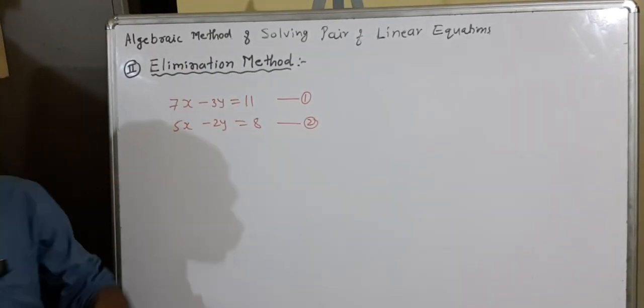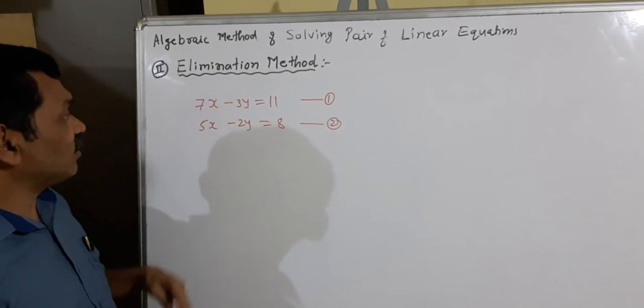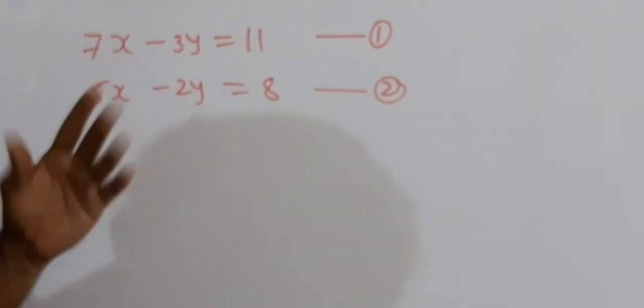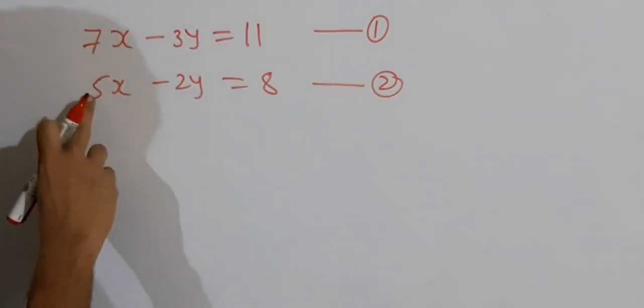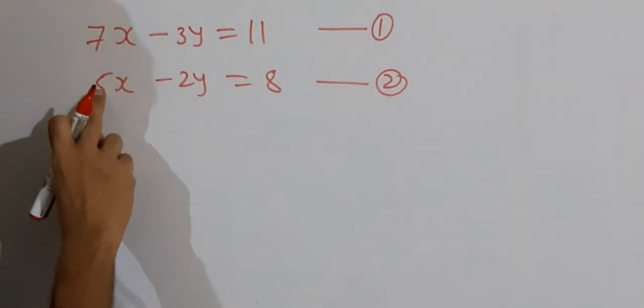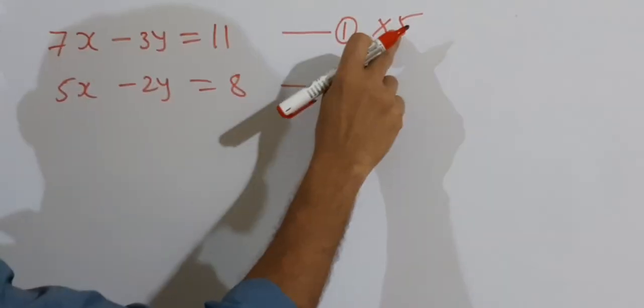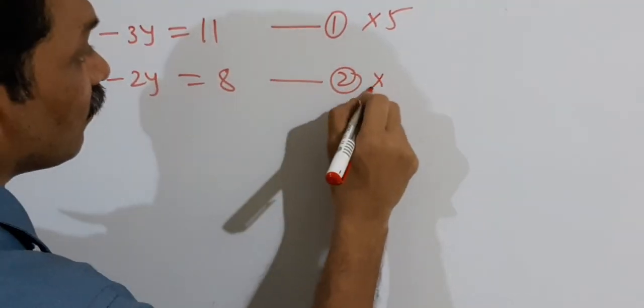So in the previous problem we have seen how we can eliminate y. So here I will show you how to eliminate x. So we can eliminate either x or y. To eliminate x, I have to equate the coefficient of x. So what I have to do is multiply this by 5. This 5 goes here and this 7 I am multiplying here.